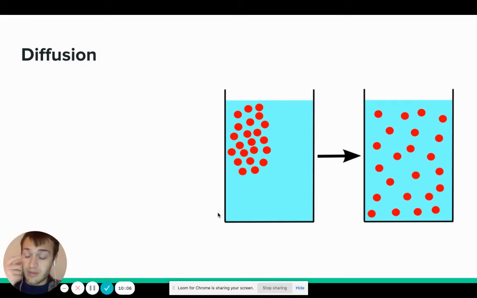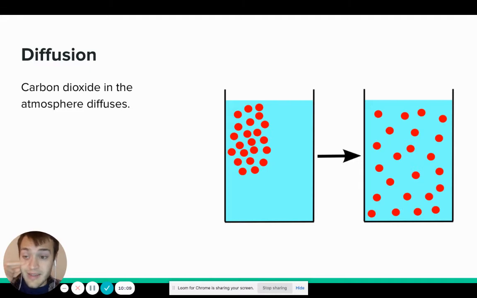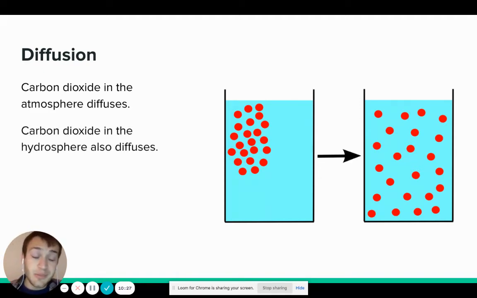And so carbon dioxide in the atmosphere actually diffuses. Whenever you add carbon dioxide to the atmosphere, it is going to spread out until the amount of carbon dioxide is about balanced all around the Earth. And believe it or not, carbon dioxide can also go into the hydrosphere. It can go into water as tiny little bubbles of carbon dioxide, and it also diffuses underwater.